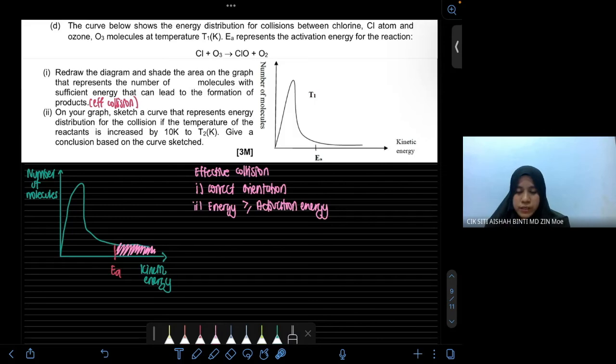Okay, next question. On your graph, sketch a curve that represents the energy distribution for the collision if the temperature is increased by 10 Kelvin. This one I actually forgot. This was T1 just now. So now we have to draw T2, which is increased by 10 Kelvin, so it means a higher temperature. What happens is that with a higher temperature, the shape becomes flatter. It becomes a nice hill, that distribution.